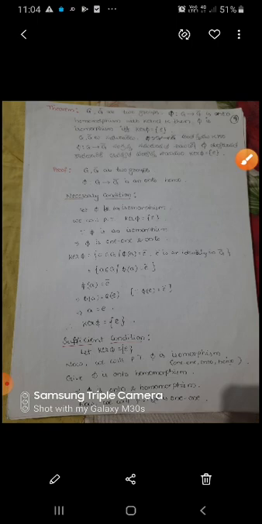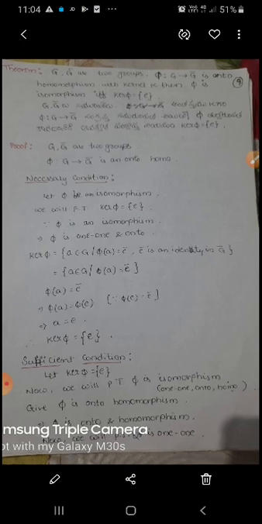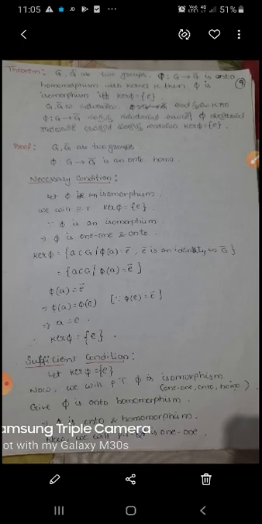Next theorem. Let G, G bar be two groups. Phi maps G to G bar is an onto homomorphism with kernel K. Then phi is an isomorphism if and only if kernel phi equals E.